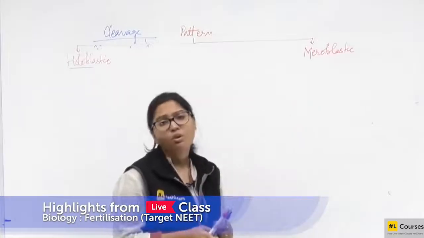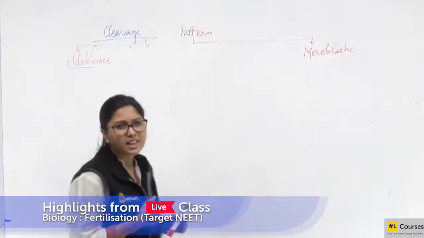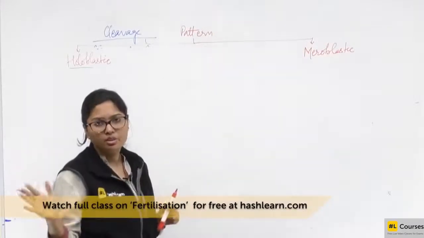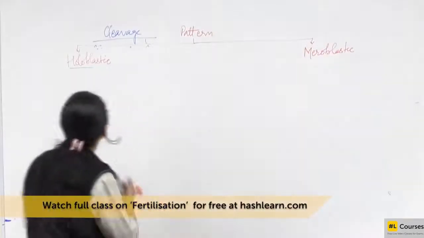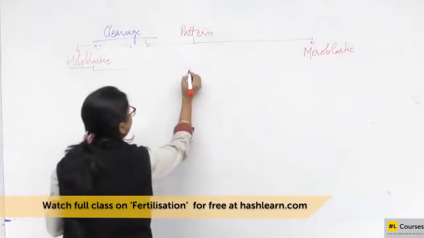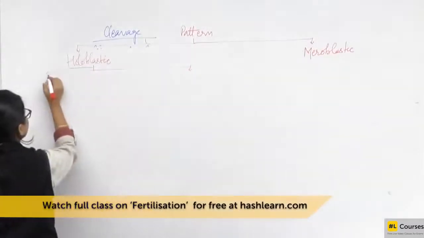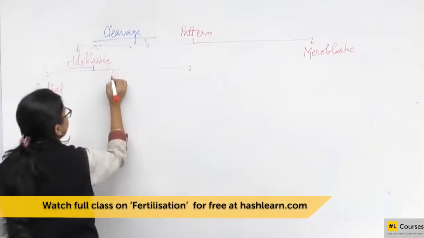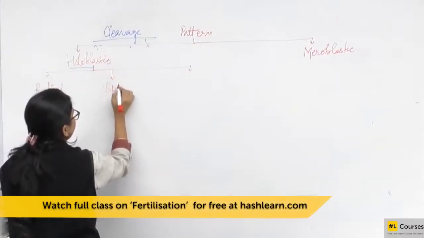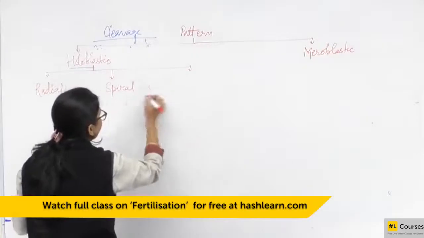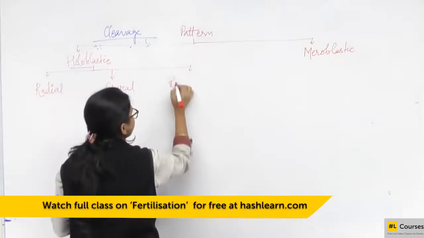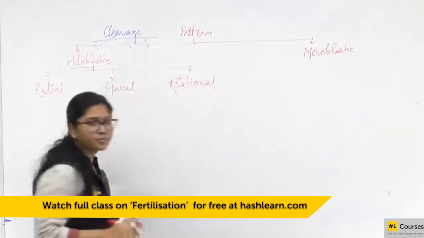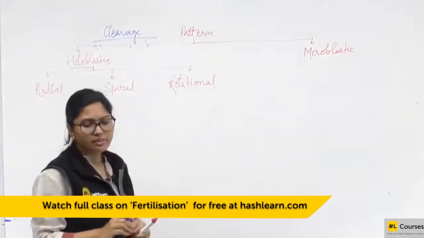So now holoblastic is complete and meroblastic is incomplete, and meroblastic is incomplete because this will be found in organisms which have macrolecithal egg, जहाँ yolk बहुत ज़्यादा है, so it is very difficult to divide the yolk. Now in holoblastic itself we have a number of types. First one is radial, second one is spiral, and third one is rotational. These are the three types of cleavage.